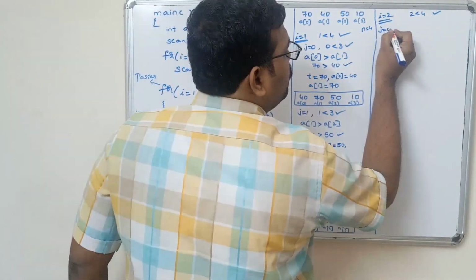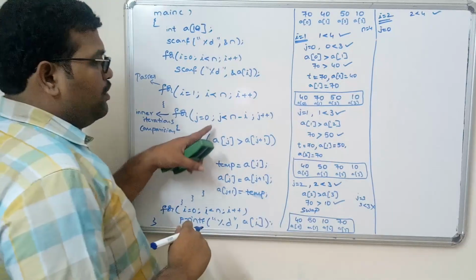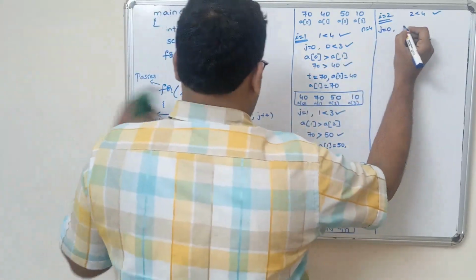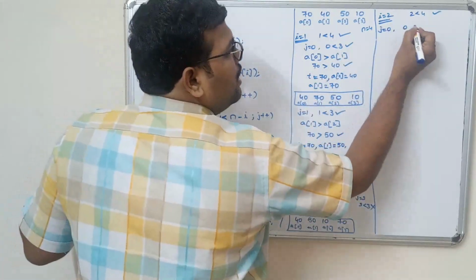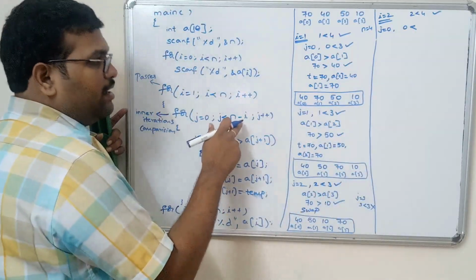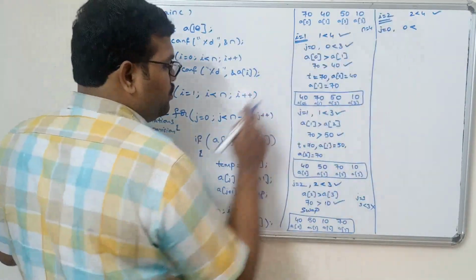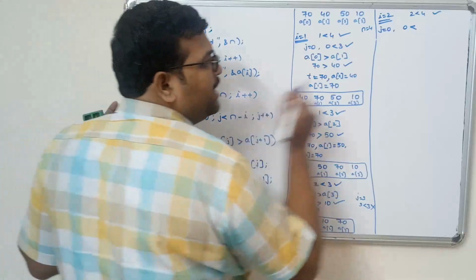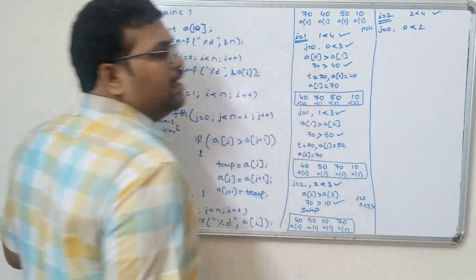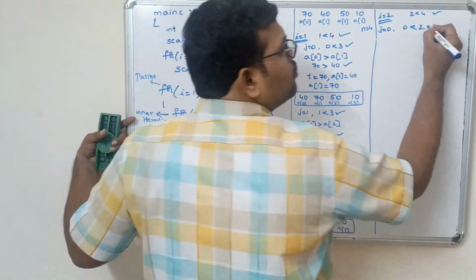j is equal to 0, and 0 less than n minus i. Now the i value is 2, so the n value is 4. 4 minus 2 is 2. So this condition is also true.